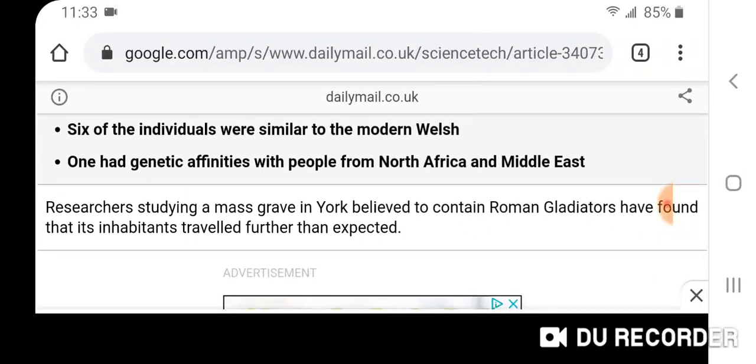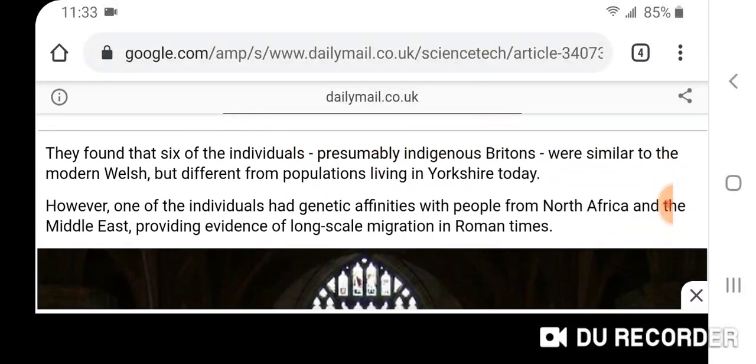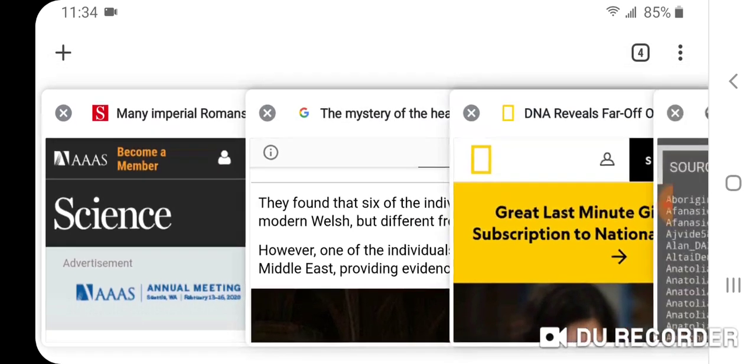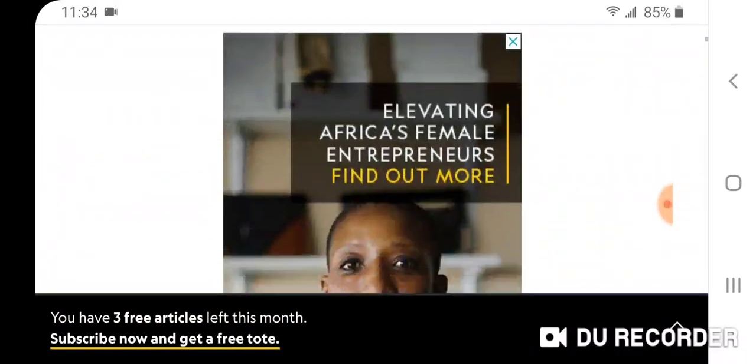They found a mass grave in York, believed to contain Roman gladiators, and six of the individuals were similar to modern Welsh. And then one had genetic affinities with people from North Africa and the Middle East. And that was the one that I got, the second population there that you saw after Canaanite. So one individual had genetic affinities with people from North Africa and the Middle East, providing evidence of long-scale migration in Roman times. And then another article in the National Geographic quotes, let's see.